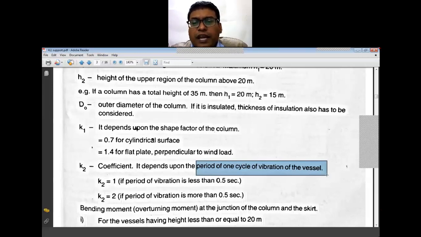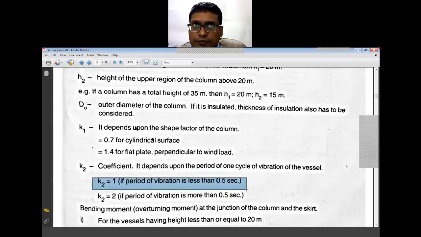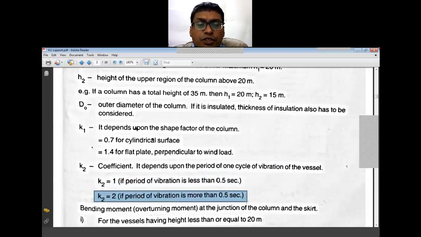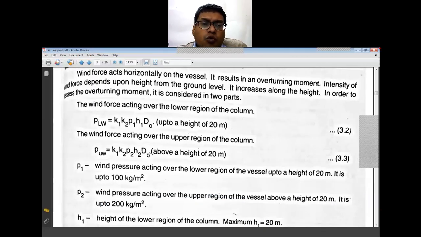That is what the period of one cycle of the vibration is, which is taken as K2, which is equal to 1 if the period of vibration is less than 0.5 seconds, and K2 is equal to 2 if the period of vibration is more than 0.5 seconds. So that depends on K1 and K2. K1 depends on the shape factor, and K2 depends on the period of vibration of the vessel. So we can calculate the PLW, that is the wind force, because of the wind pressure.